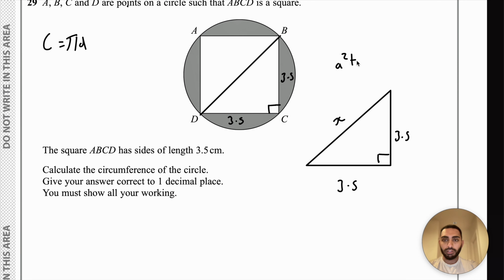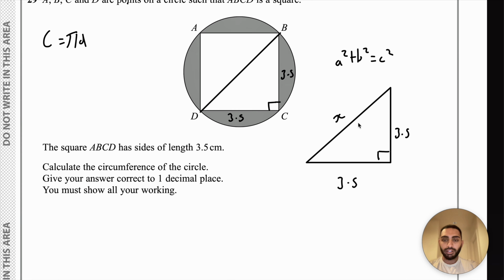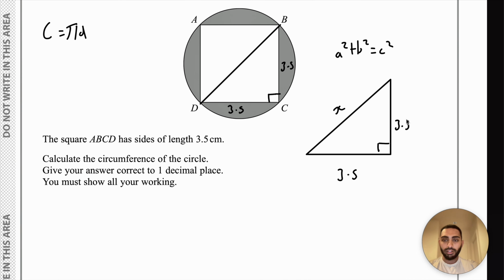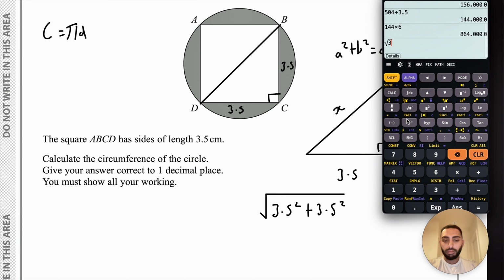That's a squared plus b squared is equal to c squared. Because I'm trying to find the longer side, the easy way to do this, I square these two values, add them up together, and then I square root my answer. So I'm going to do 3.5 squared plus 3.5 squared, and square root all of that. Type all of that in. So 3.5 squared plus 3.5 squared, and all of it's being square rooted, which gives me 4.9497.